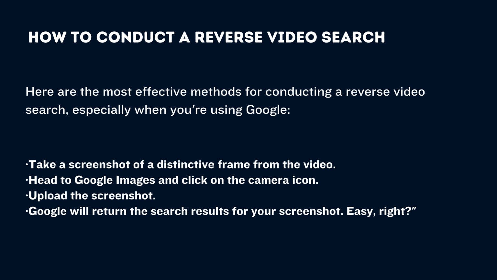How to conduct a reverse video search? Here are the most effective methods for conducting a reverse video search, especially when you are using Google. Take a screenshot of a distinctive frame from the video. Head to Google Images and click on the camera icon. Upload the screenshot. Google will return the search results for your screenshot.